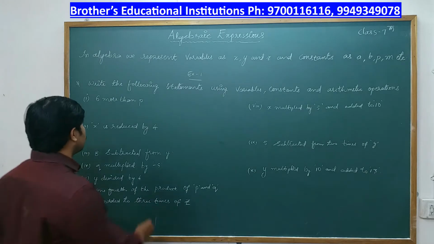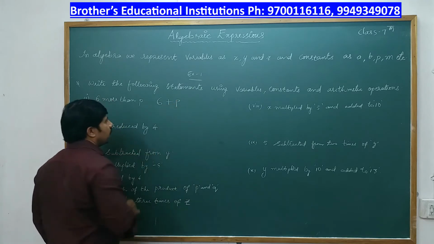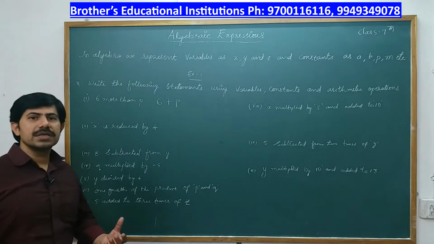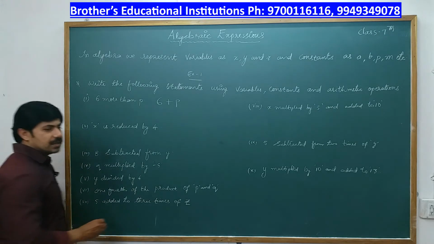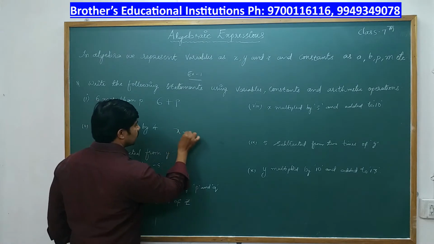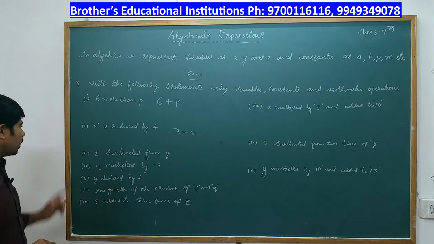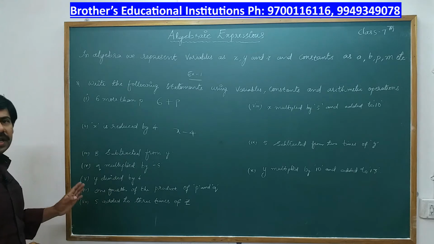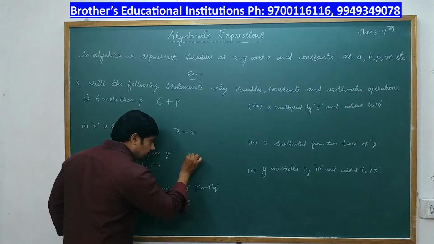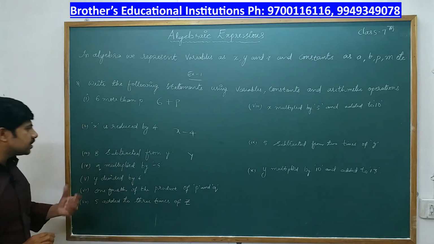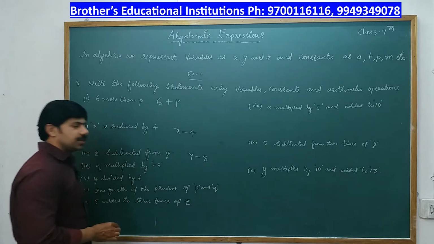Okay. So the first problem is 6 more than p. 6 more than p means it is 6 plus p. Then after that, x is reduced by 4. X is reduced by 4 means it is x minus 4. Then 8 subtracted from y. First you have to write y. 8 is subtracted from y means it is y minus 8.